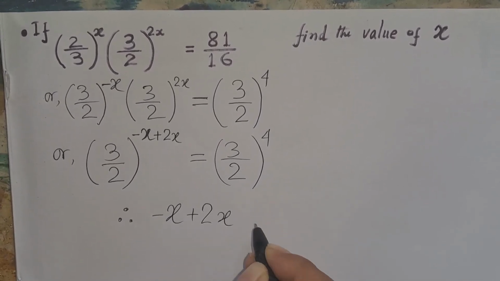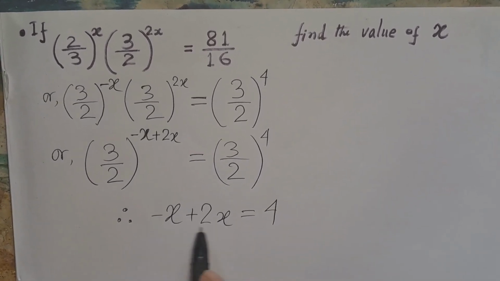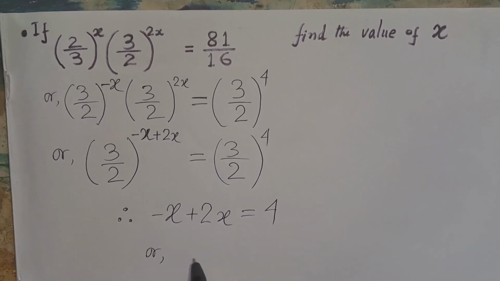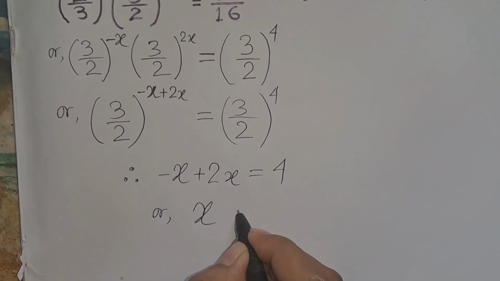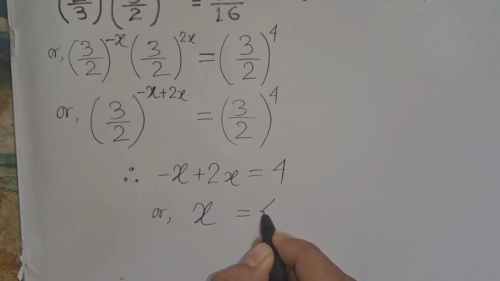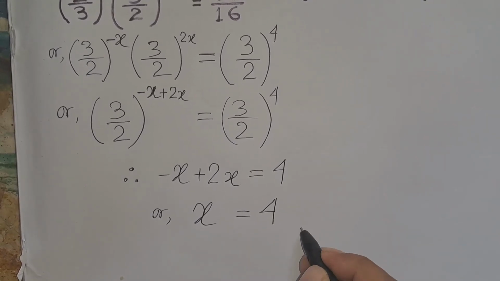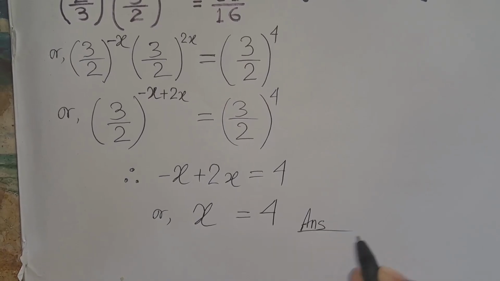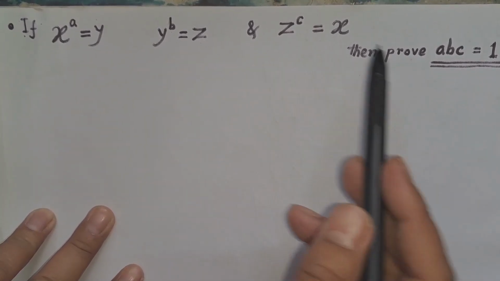Minus x plus 2x, the power, is equal to the power 4. Minus x plus 2x, that means x, or x equals 4. This is the value of x, this is the answer. Clear? Okay. Take a screenshot and practice.